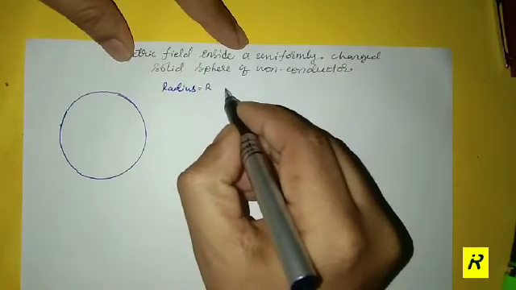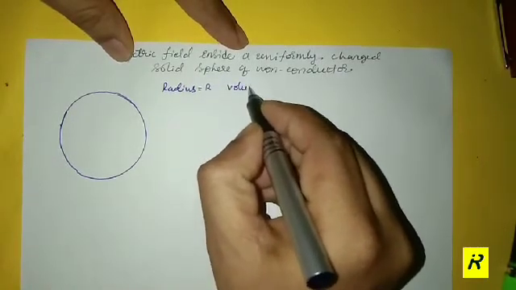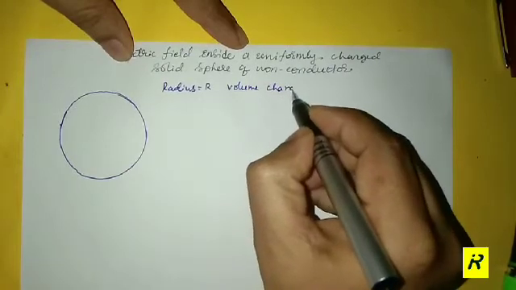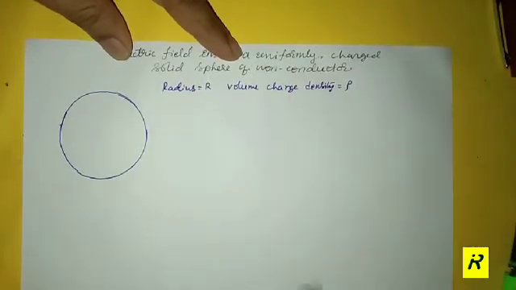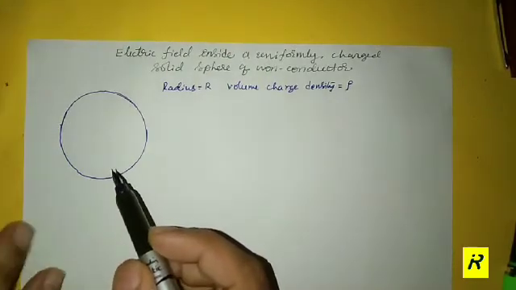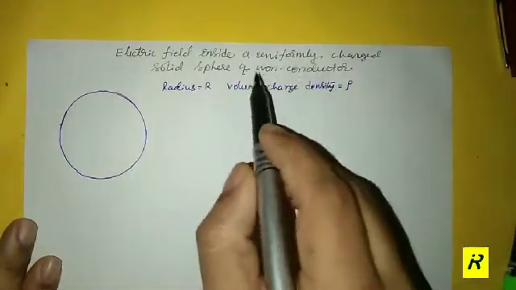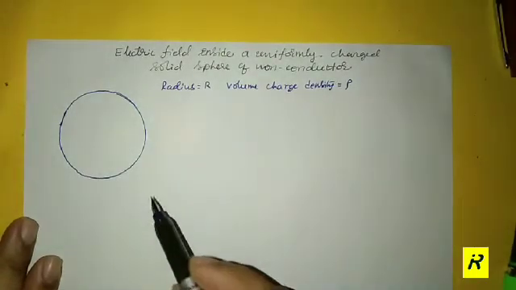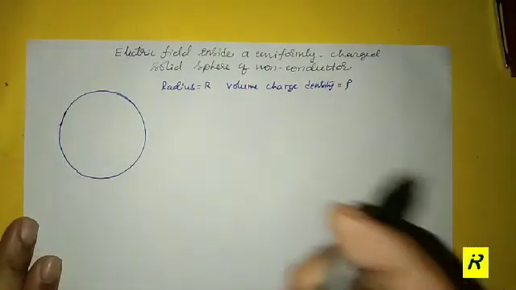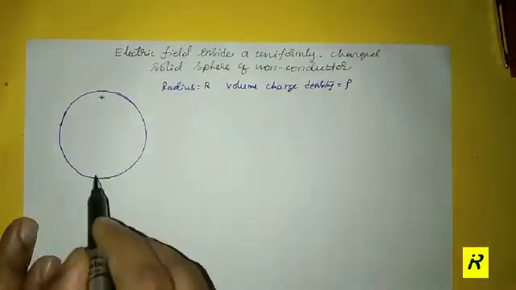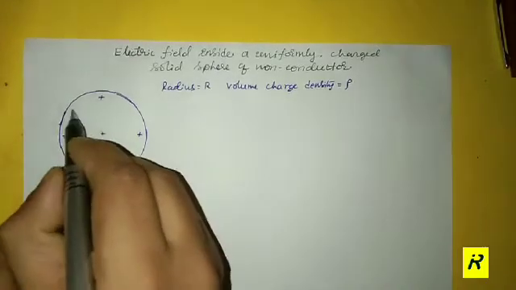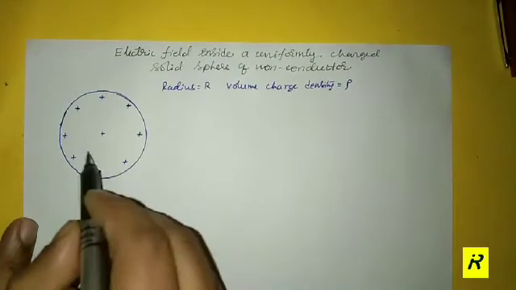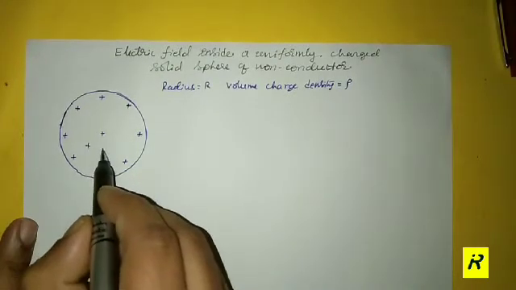Volume charge density is rho. Now what we have to find is the electric field at a point inside this sphere. We have to assume the electric charge is distributed uniformly inside, so everywhere inside this sphere there are charges.